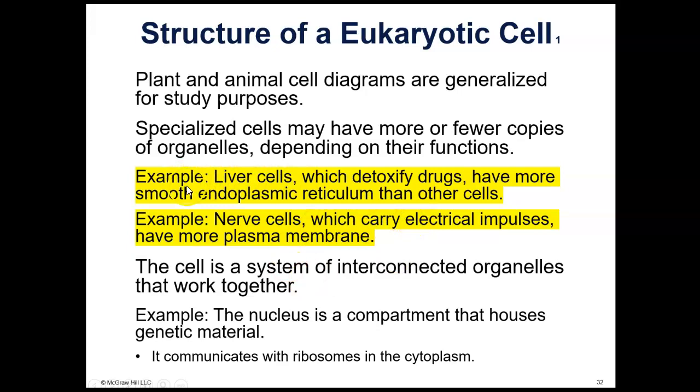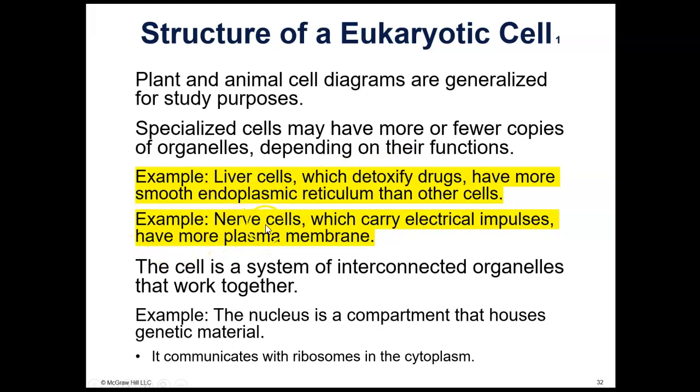So I just highlighted some things here because I recognize them from some of the quiz questions, and the quiz questions end up on the exam, so the midterm and the final. So this is important. Liver cells, which detoxify drugs, have more smooth ER than other cells. So this is letting you know that different cells are specialized to do different jobs, and smooth ER is used in the detoxification process, and that's why liver cells have a lot more smooth ER than other cells do.